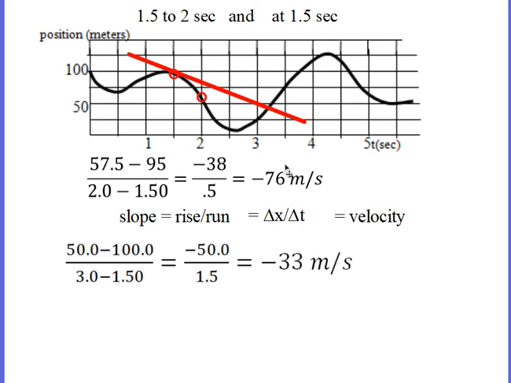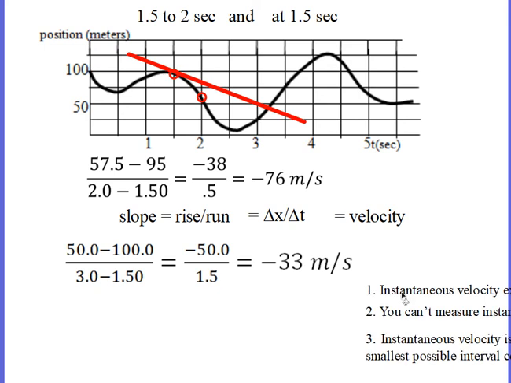Notice the difference between the average velocity and instantaneous velocity. We're not surprised. Suppose they asked you for the instantaneous speed here at 1.5. I hope you're aware that the answer would be 33 meters per second, the magnitude of the instantaneous velocity.